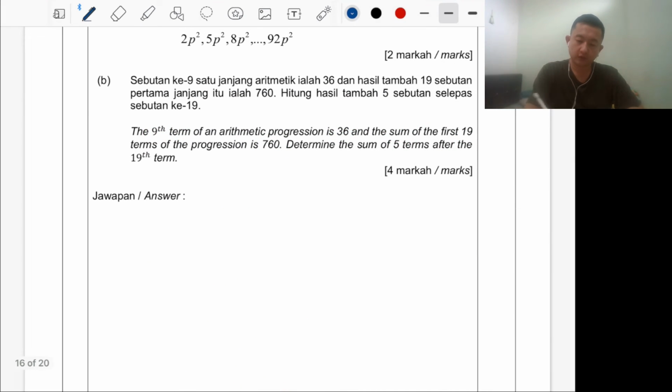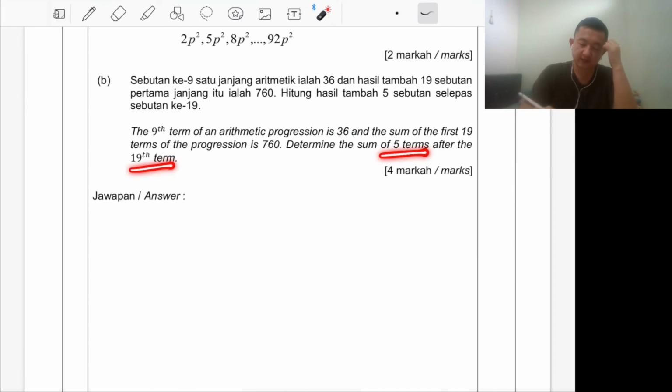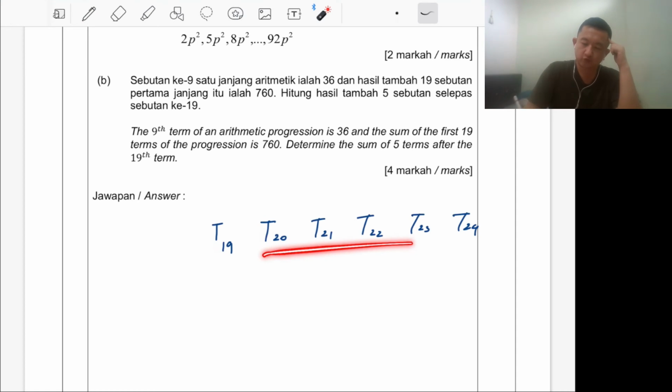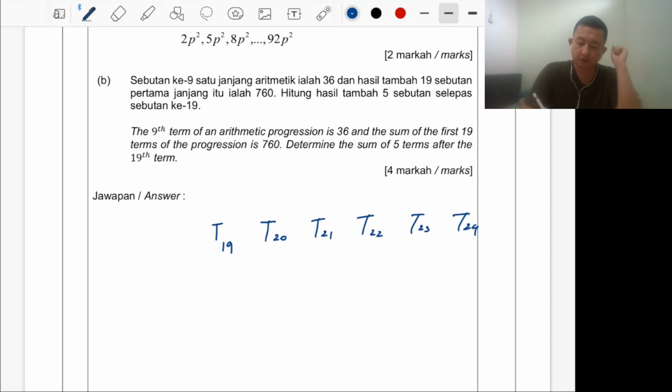a is 4, d is 4. Now we are finding 5 terms after 19 terms. You have to know, this is the concept. T19, T20, T21, 22, 23, 24. 1, 2, 3, 4, 5. 5 terms after 19 terms. We are looking from T20 until T24.